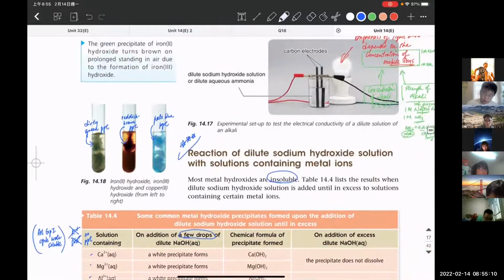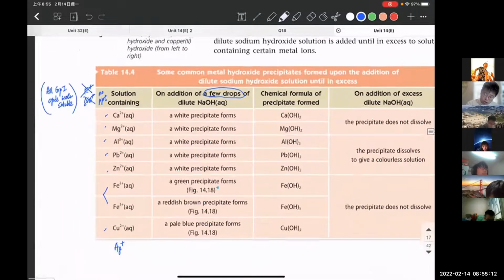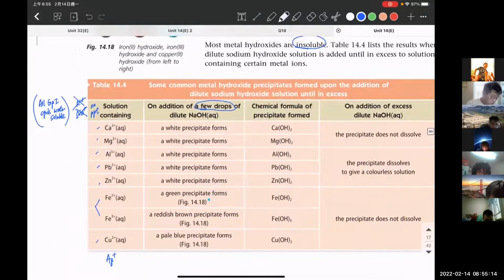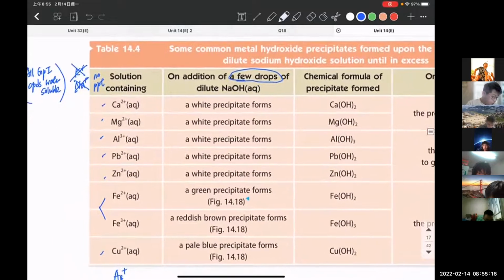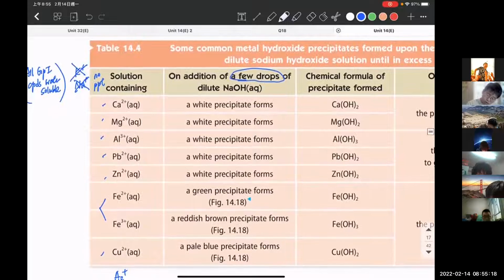So this is what I would like to talk to you here. So change a little bit here. So it is dirty green, reddish brown, pale blue.